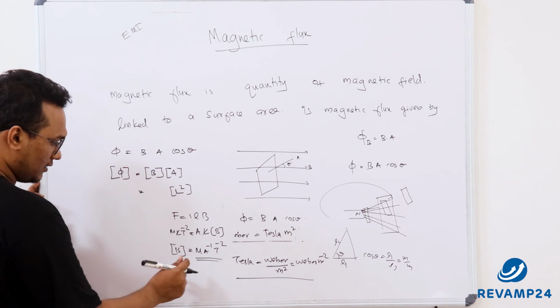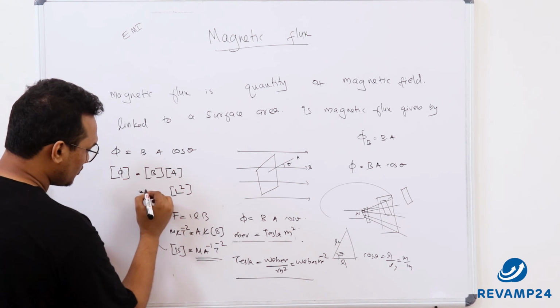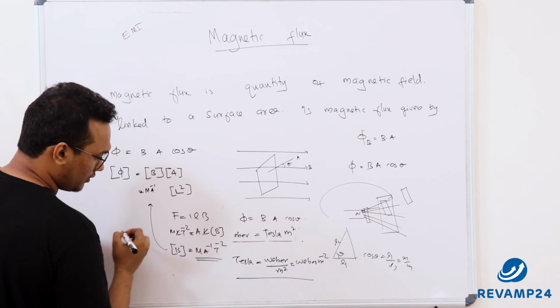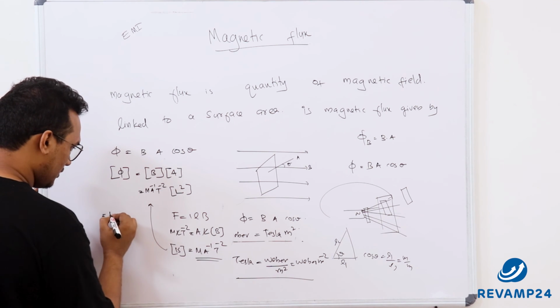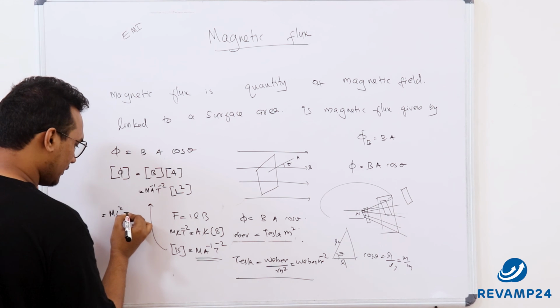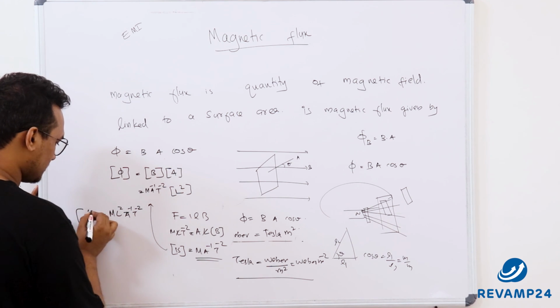Yes, very nice. Now this magnetic field I will keep here. So this I am substituting here. So M A power minus 1 T power minus 2. So this will be M L square A power minus 1 T power minus 2. This is the dimension of flux.